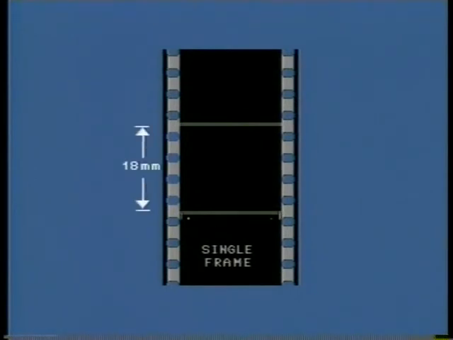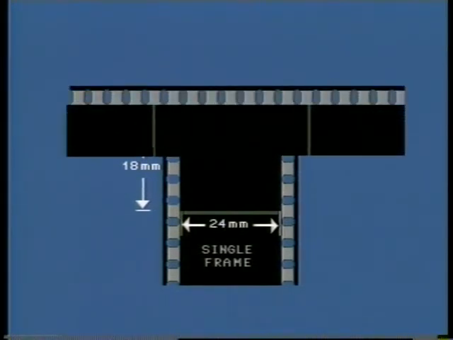Most of the film strips are produced in single frame with individual frame size in the ratio 3:4, and in double frame the size ratio is 2:3.